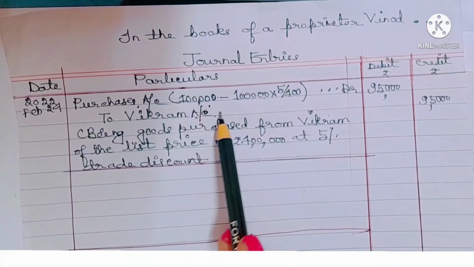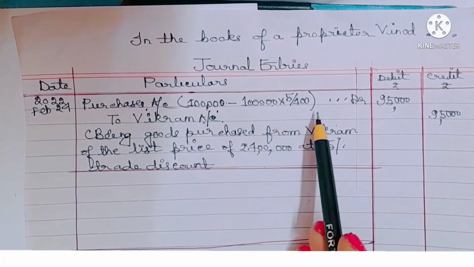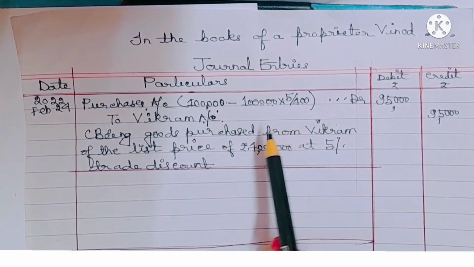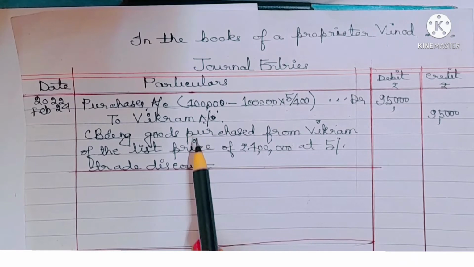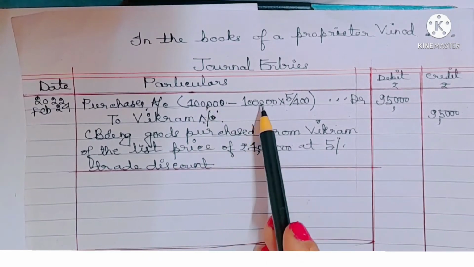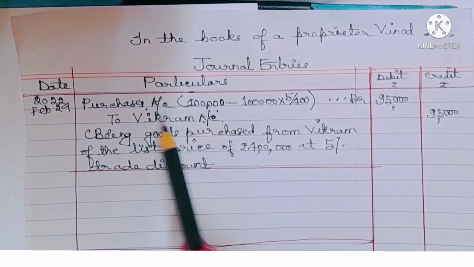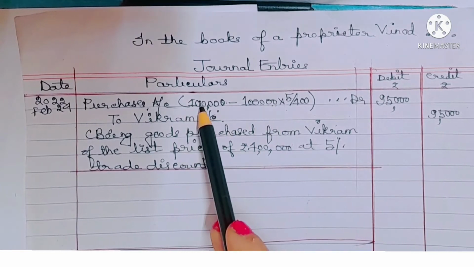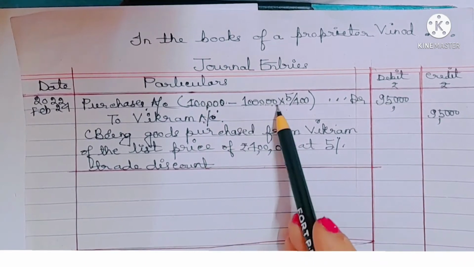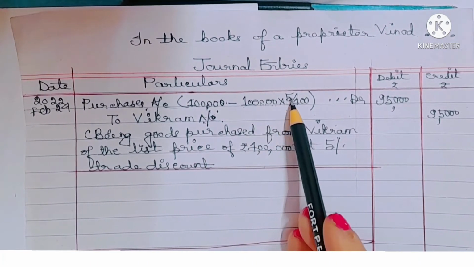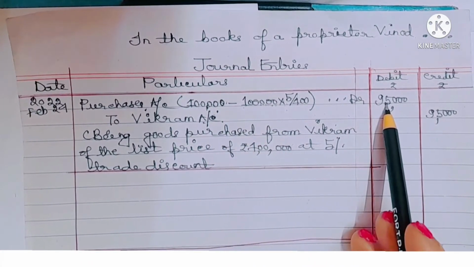Always remember, the seller records the sale at the net price. What is net price? Net price is equal to list price minus trade discount. List price is 1 lakh minus 5% trade discount. 5% of 1 lakh is 5,000. So 1 lakh minus 5,000 is 95,000.